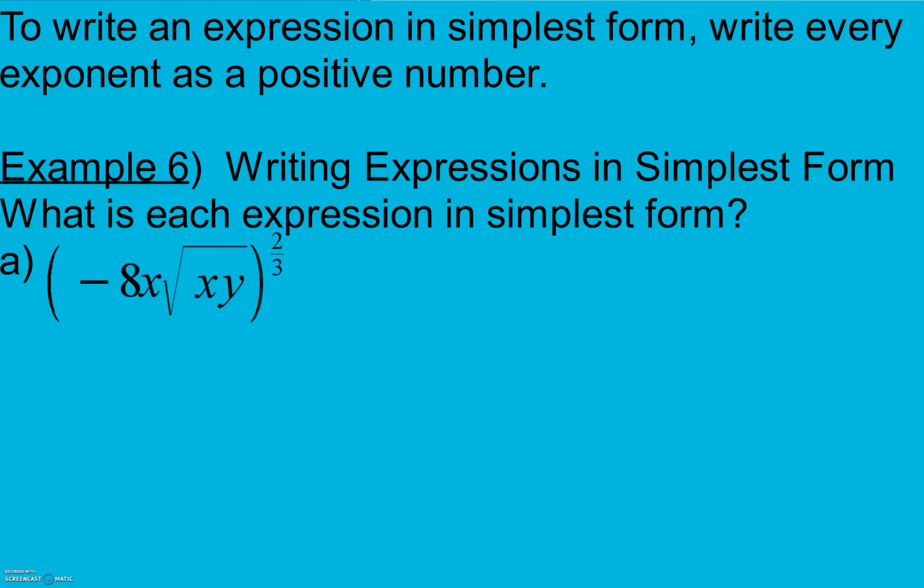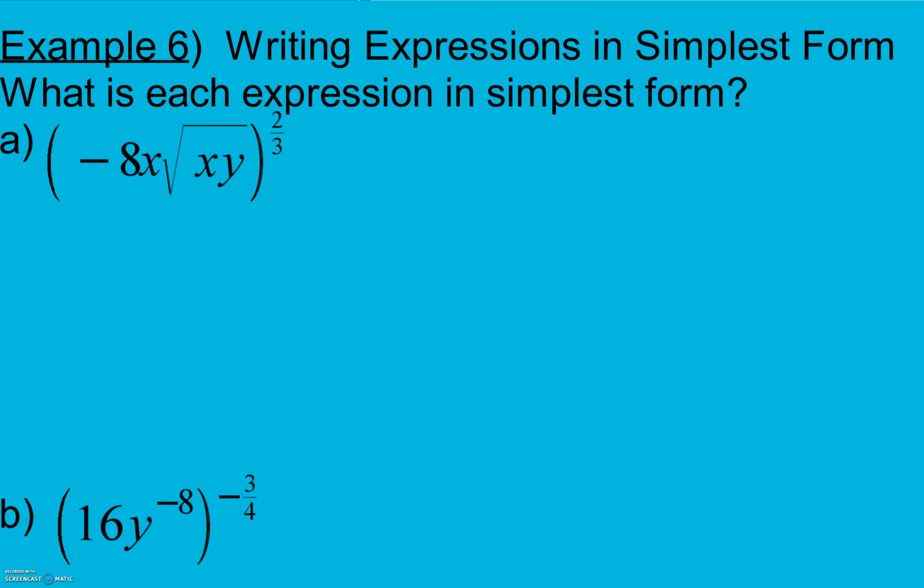Continuing on here in section 6.4, to write an expression in simplest form, write every exponent as a positive number. So if we look here in example 6, we're writing expressions in simplest form. What is each expression in simplest form? Here, first thing I'm going to do is, since I have a rational exponent there, I'm going to rewrite this with a rational exponent as well.